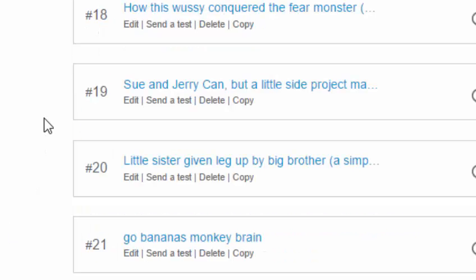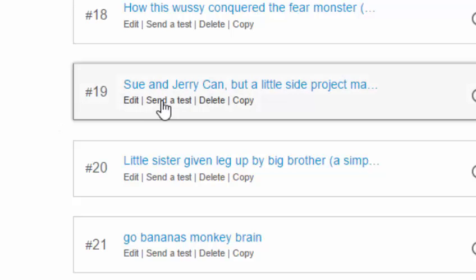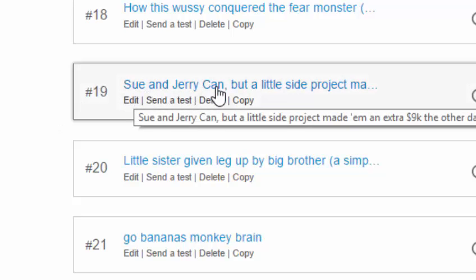All right, I'm going to leave you with just a few more here. Play on words: "Sue and Jerry can." That's a play on the phrase jerry can. You heard of that phrase? A jerry can is a particular type of can, a physical thing that you put petrol in or something like that. I think they call them jerry cans.